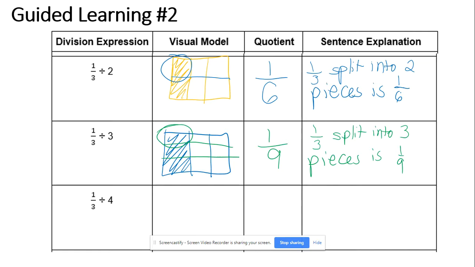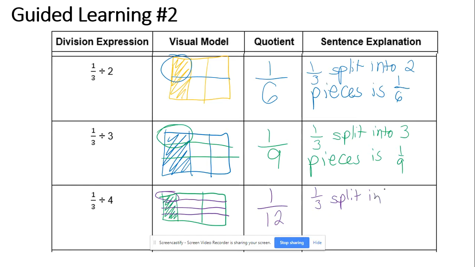Last one, 1/3 divided by 4. We're going to start by drawing 1/3, shading one portion of it because we're starting with 1/3. And now we're going to divide by 4. You can see each group is going to get 1 out of 12 parts. So 1/3 split into 4 pieces is 1/12.